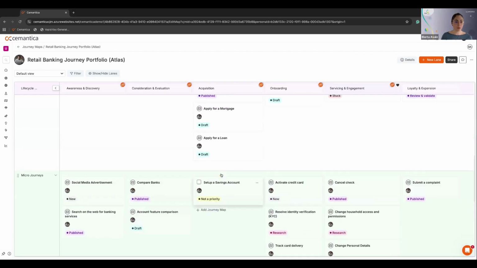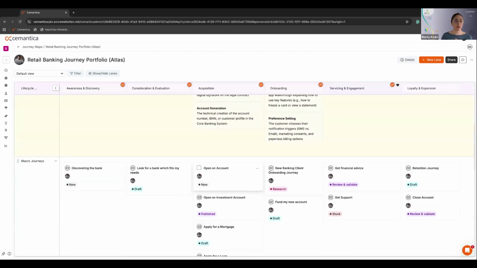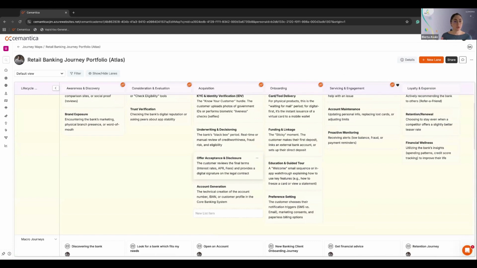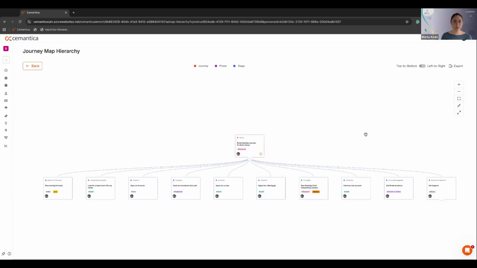So this is one of the views that you have. But here in Cemantica, you can view your journey portfolios two different ways. So this is one of the views you have here in lane form. And then we also have our tree hierarchy. For the tree hierarchy, if you want to see it in a tree hierarchy, you want to add and attach your journeys under each stage like you see here. To do that, you can just click on the stage here and then just link your journey, okay? And then it will give you a view like so. So this is a hierarchy view, like a tree view.